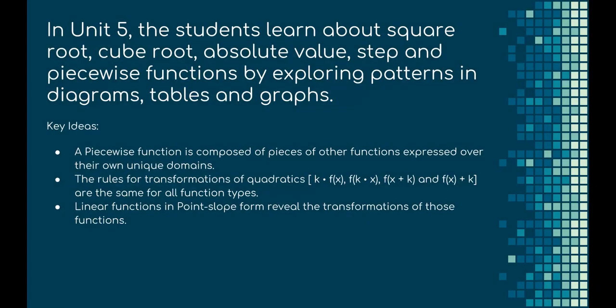In Unit 5, the students learn about square root, cube root, absolute value, step, and piecewise functions by exploring patterns in diagrams, tables, and graphs. Some of the key ideas include that a piecewise function is composed of pieces of other functions, expressed over their own unique domains. The rules for transformations of quadratics are the same for all function types. And because of that, linear functions in point-slope form reveal the transformations of those functions.